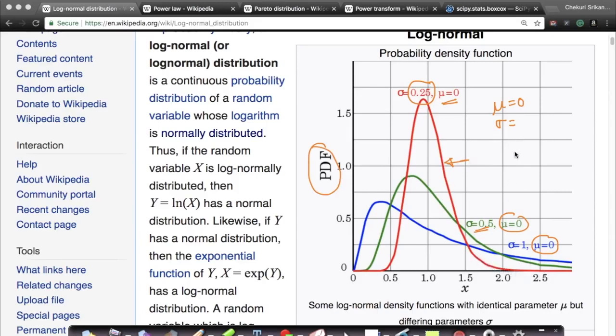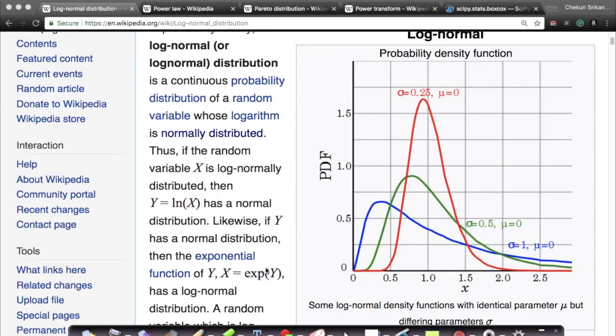And as sigma, your standard deviation, increases, compare your red, green, and blue. Your red curve has a standard deviation of 0.25, your green curve has a standard deviation of 0.5, and your blue curve has a standard deviation of 1. So as standard deviation is increasing, the PDFs tend to have a fatter tail. They're going to get more and more skewed, if you want to look at it like that, and they're going to have a fatter and fatter tail. This occurs a lot in nature, by the way.